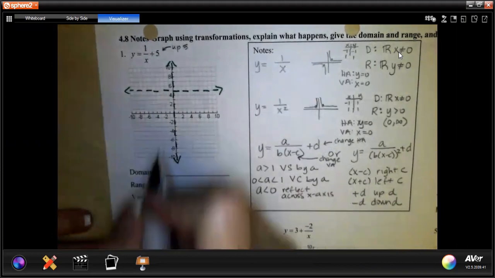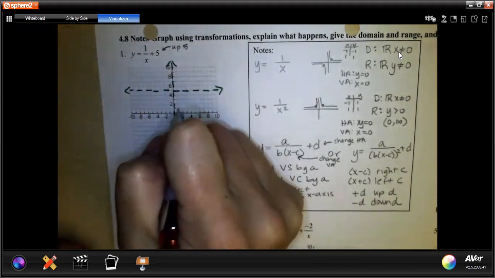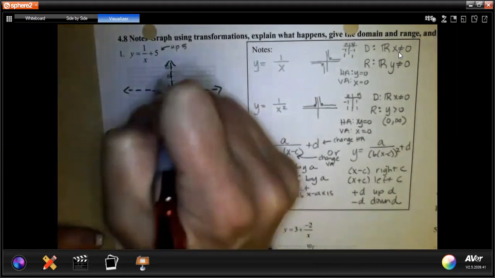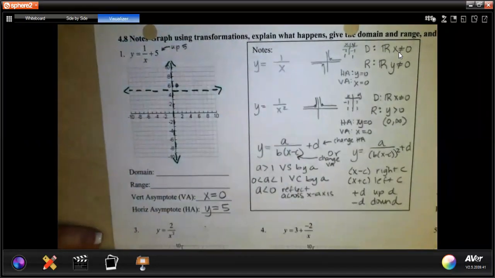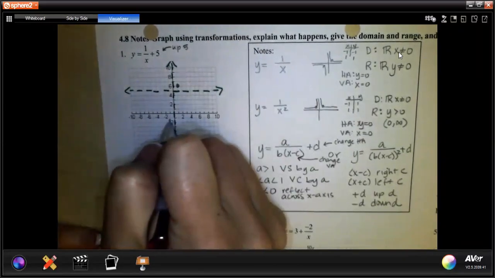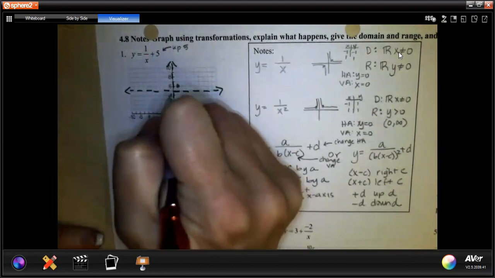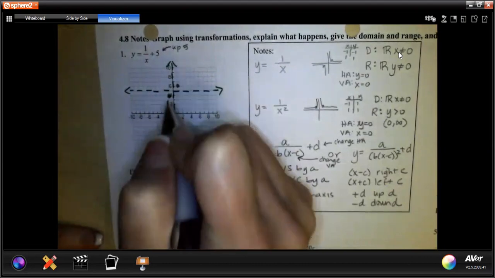Now we do the same thing to our points there. The point that was at 1, 1, we're going to move it up 5 units. So it's going to be right here at 1, 6. And our point that was at negative 1, negative 1, it's going to move up 5 units, and it's going to be right here at negative 1, 4.